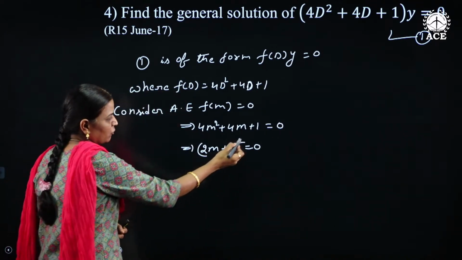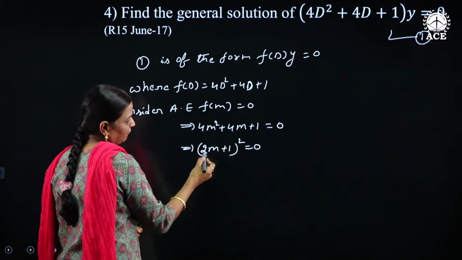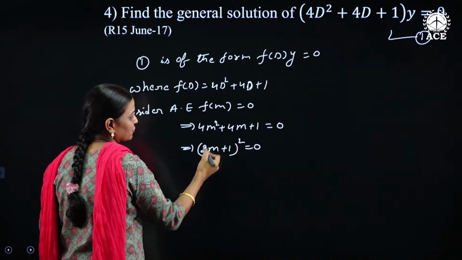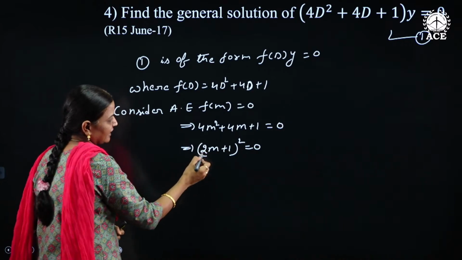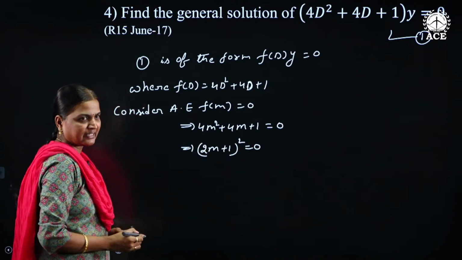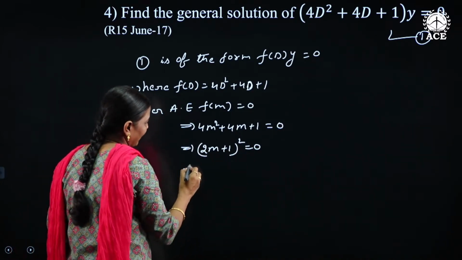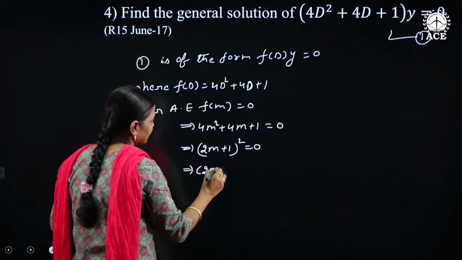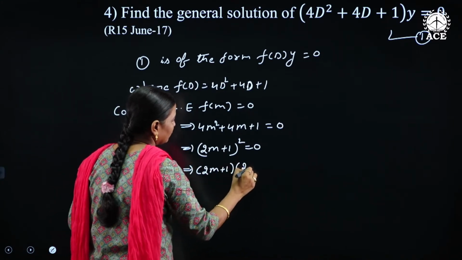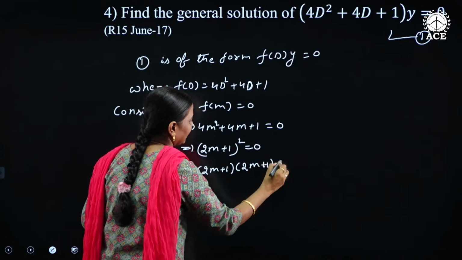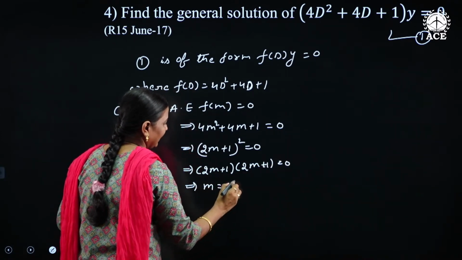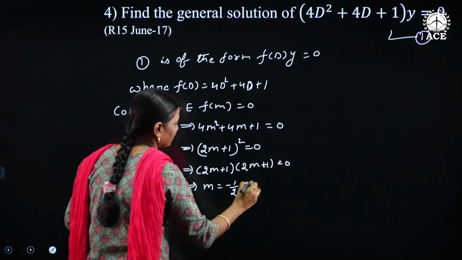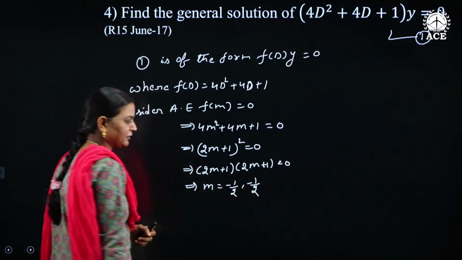See here, a plus b whole square form: a square, 2 square is 4m square, plus 2 into 2 is 4m, plus 1 square is 1. So directly write this as 2m plus 1 whole square is equal to 0. That means what are the factors? 2m plus 1 into 2m plus 1. If we equate each factor to 0, what are the m values? m is equal to minus 1 by 2, minus 1 by 2.